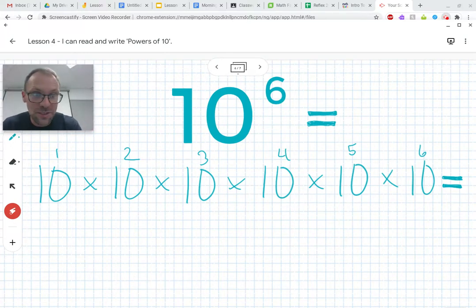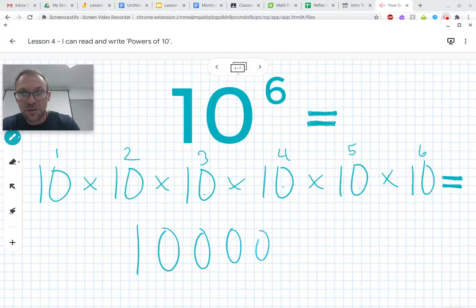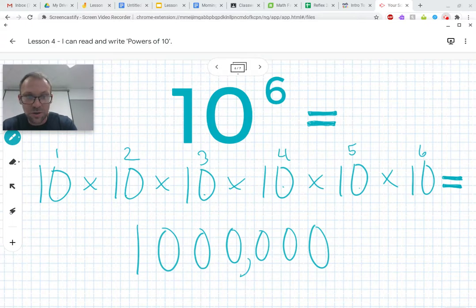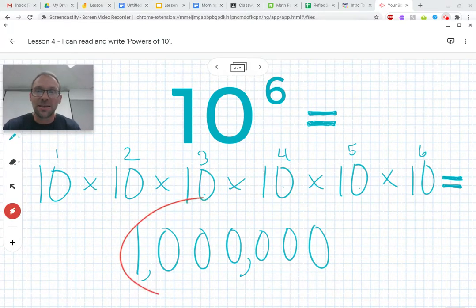So all the ones, 1 times 1 times 1, those are all just 1. So let's start by writing the 1 with, let's see, 1, 2, 3, 4, 5, 6 zeros. Six zeros. And then we can put our comma in, 1, 2, 3, comma, 1, 2, 3, comma. So our answer is 1,000,000. 10 to the 6th power is equal to 1,000,000.